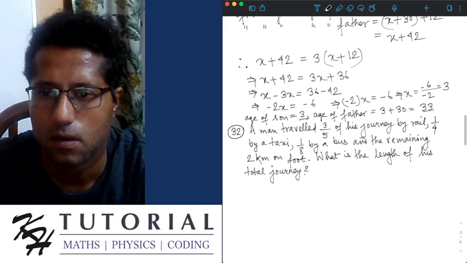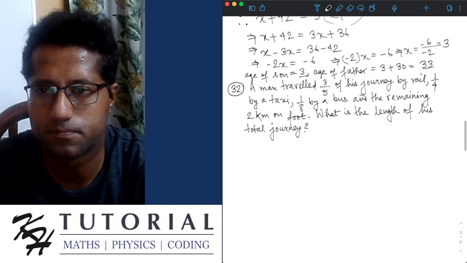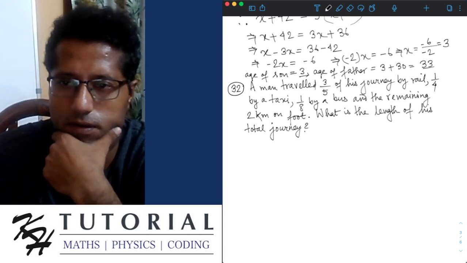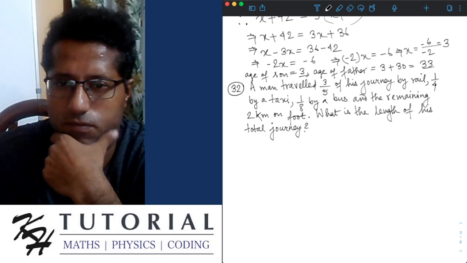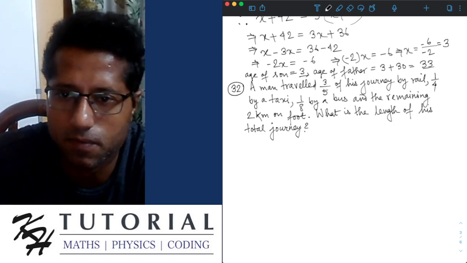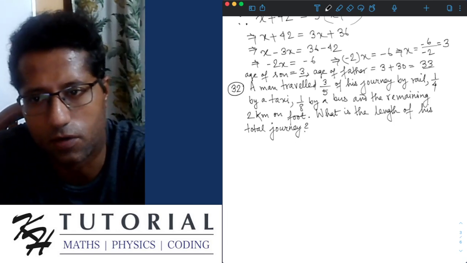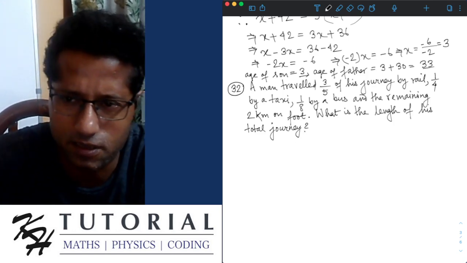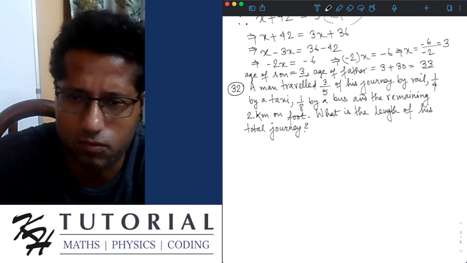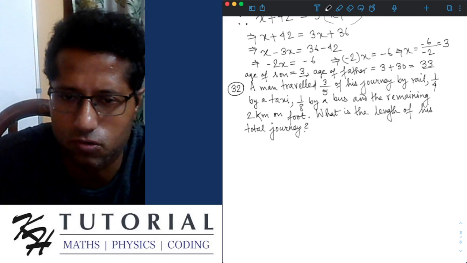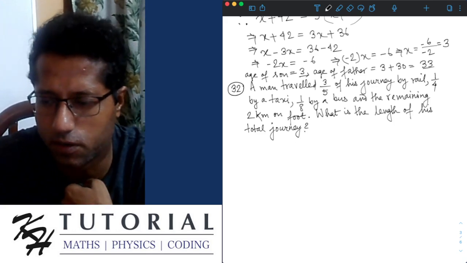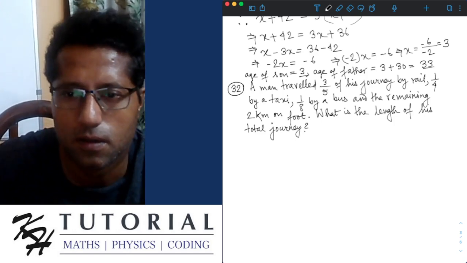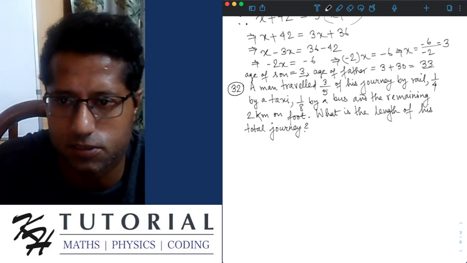Okay, let's do question number 32. It says that a man traveled 3/5 of his journey by rail, 1/4 by a taxi, 1/8 by a bus, and the remaining 2 km on foot. What is the length of his total journey? The general strategy is that whatever quantity it is asking, we assume that to be the unknown variable and represent it as a variable. So in this problem, we will consider the total journey.